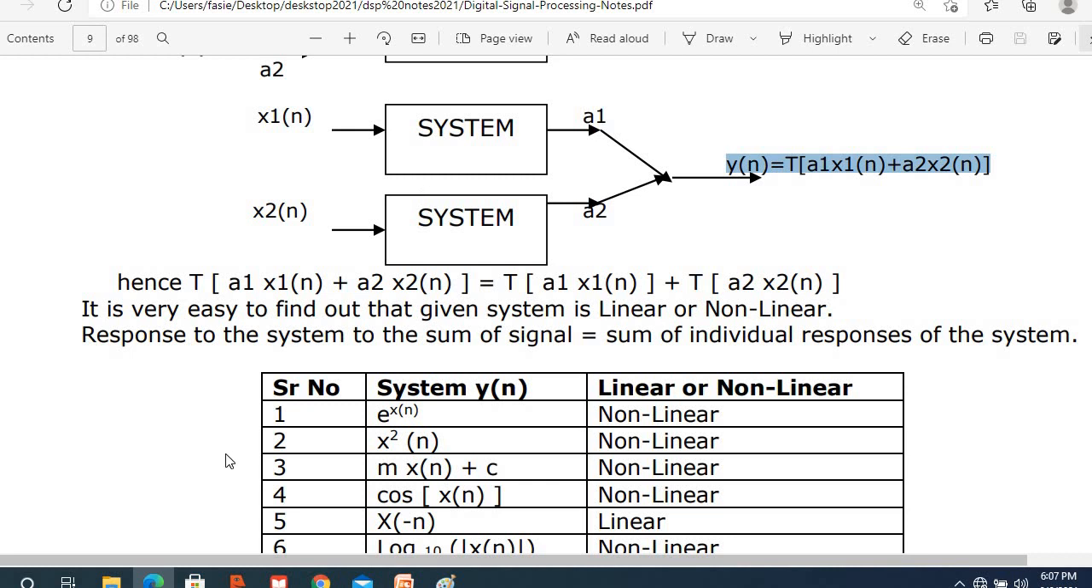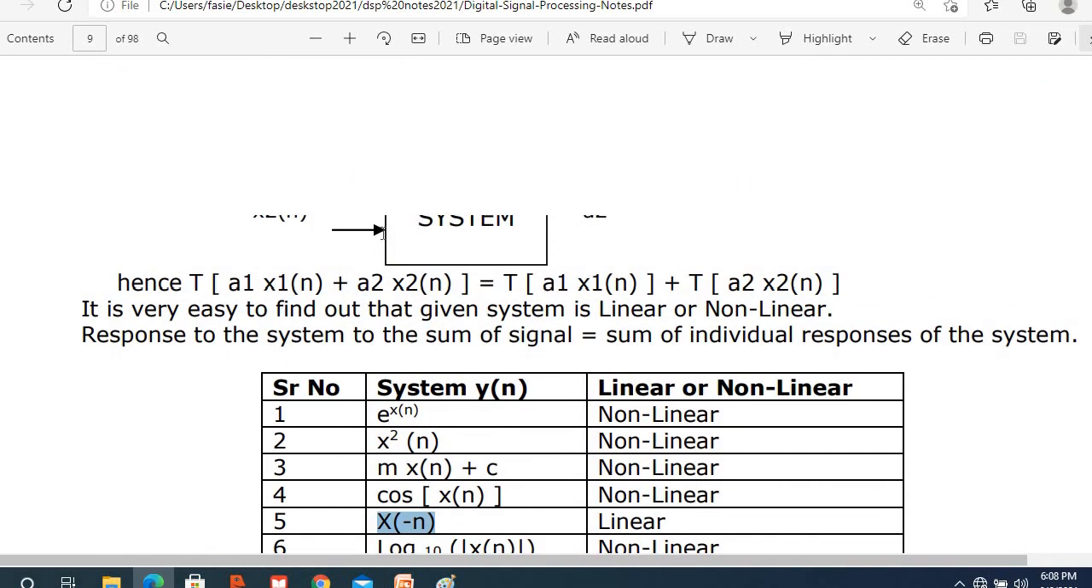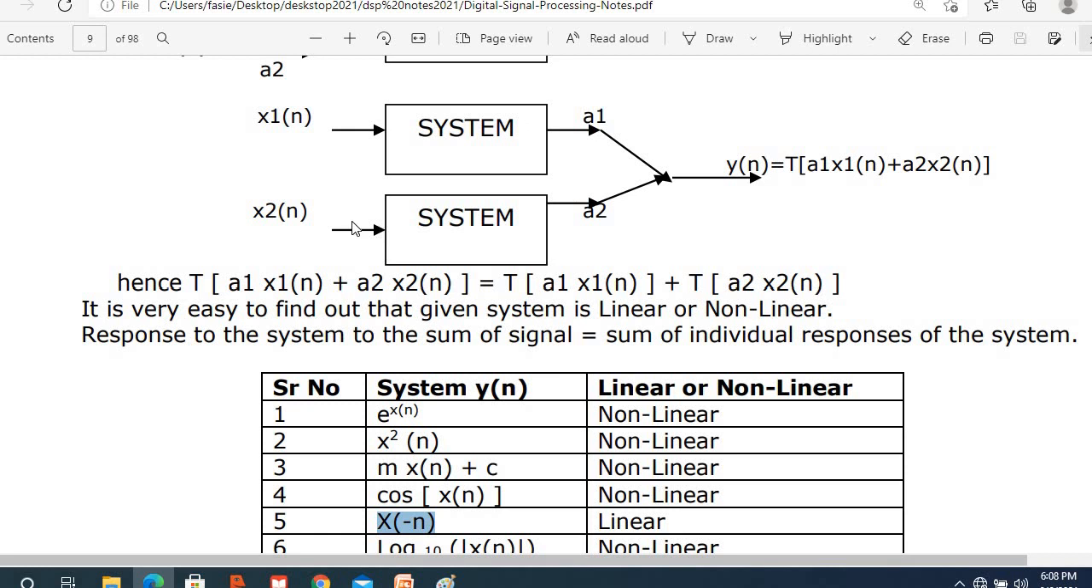As you can see in the examples, e power x of n is non-linear. Why is it non-linear? If I put x1 and x2, everything stays inside the e power, so I cannot separate it. Then it is non-linear. This is also non-linear, and this too. Where is it linear? Only when we have signal separation, where I can write x1 of n plus x2 of n separately. For the remaining parts, I cannot do segregation, so all are non-linear except x of minus n. Clear? You should know how linearity is used and how it works. So that's about today's session.